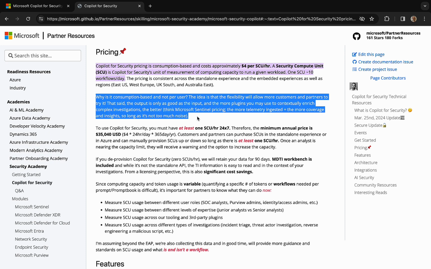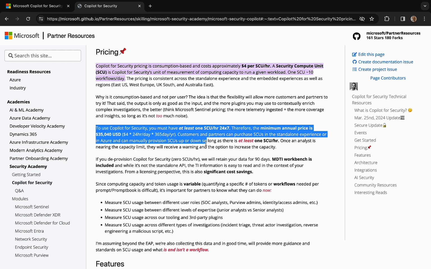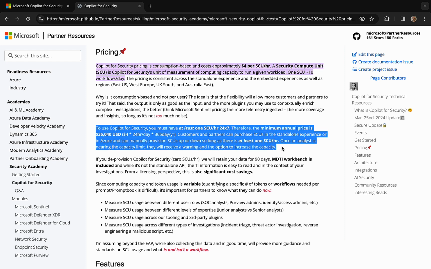The idea is that the flexibility will allow more customers and partners to try it. That said, the output is only as good as the input, and the more plugins you may use to contextually enrich complex investigations, the better. So yeah, think Microsoft Sentinel pricing, similar consumption sort of model. The more telemetry ingested, the more coverage and insights, so long as it's not too much noise.